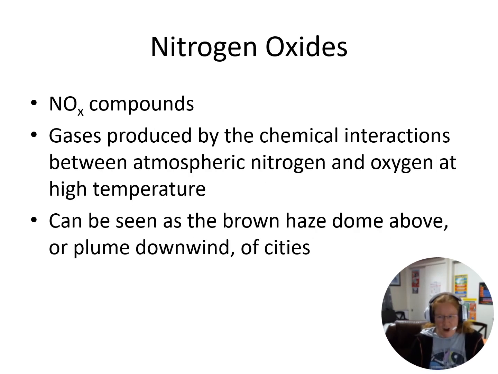All right, so our nitrogen oxides, these NOx compounds. So what's happening here is we have nitrogen in the atmosphere, we have oxygen, and so gases are produced when we have interactions between atmospheric nitrogen and oxygen at high temperature. Okay, and so we see these in like this brown haze sometimes above or downwind of cities. So we can see them suspended in the air because they're very gross looking.